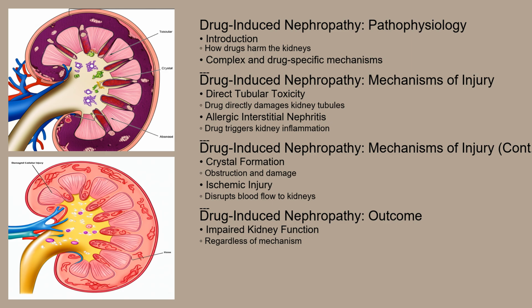The pathophysiology of drug-induced nephropathy is complex and depends on the specific medication involved. However, some common mechanisms include direct tubular toxicity, where the drug directly damages the kidney tubules responsible for filtering waste. Another mechanism is allergic interstitial nephritis, where the drug triggers an immune response that causes inflammation within the kidney tissue. Some drugs can also cause crystal formation within the kidneys, leading to obstruction and damage. And finally, medications can disrupt blood flow to the kidneys, causing ischemic injury. The end result, regardless of the specific mechanism, is impaired kidney function.